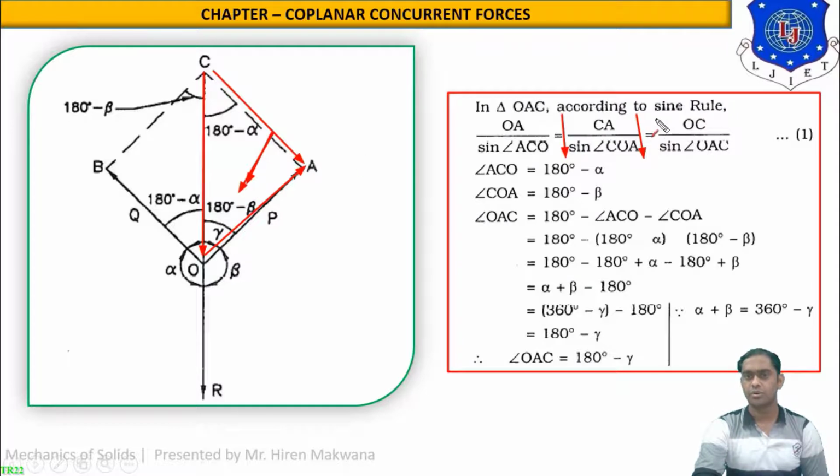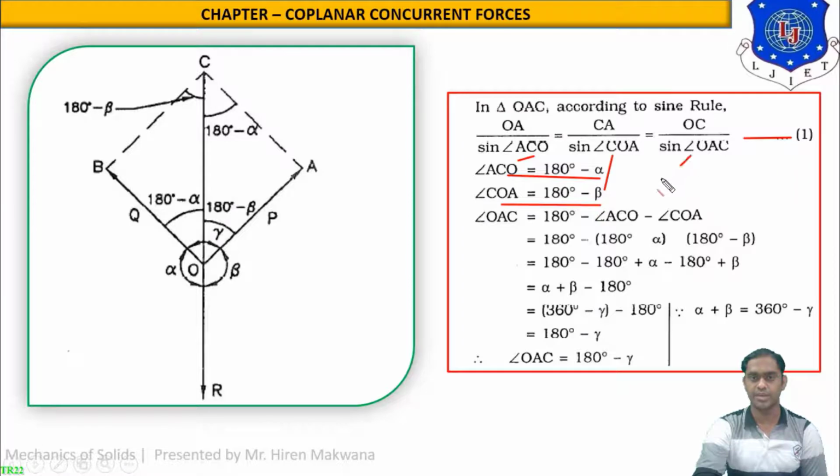The last one is OC upon something. So here you can see OC. The opposite angle will be this. But this opposite angle is not available; only the name is available, which is CAO, or you can say OAC. So sine OAC will be in equation number 1. Hence this is equation number 1. But what is our difficulty? We know the first angle ACO, which is 180 minus alpha from the figure, and the second angle COA, which is 180 minus beta, which is also clear from the figure, but the third angle OAC is not available to us. So let us find OAC first.